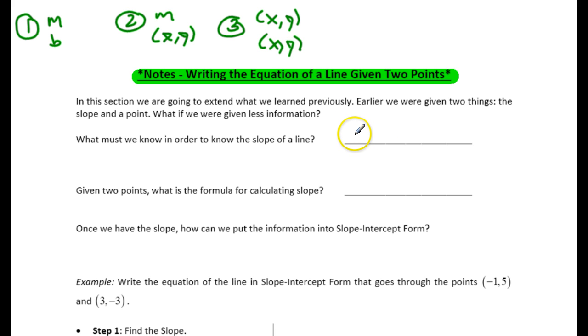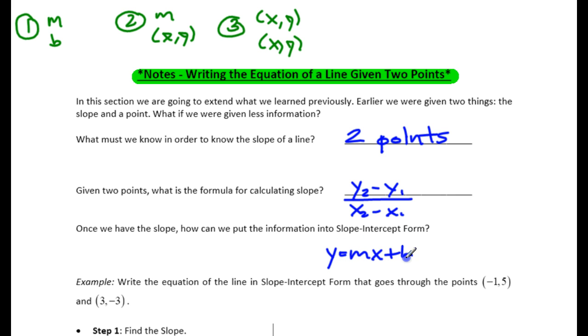So to find the slope, ever since last chapter, all you need is 2 points. That's what they gave us. So even though they didn't give us a slope, we're going to be able to find the slope with the 2 points. Given 2 points, what's the formula for calculating the slope? That's y2 minus y1 over x2 minus x1. That's the slope formula. And once we have the slope, how can we put it into slope-intercept form? That's still y equals mx plus b.